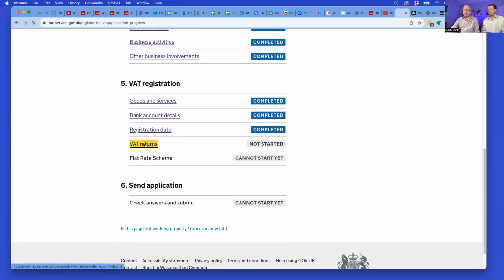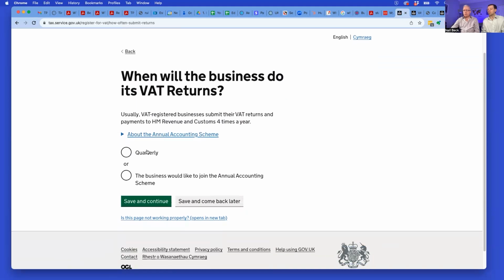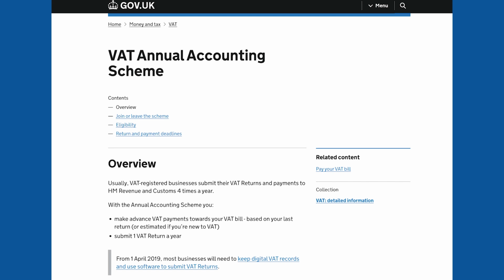So we've done the registration. So we're now going to do, when will the business do its returns? So here again, I was saying about the different things. Annual accounting is where you estimate how much VAT you're going to have every quarter. You make a payment and you fill in one VAT return a year to do a balancing up. With Making Tax Digital, you've got to put the information into Xero. You push a couple of buttons and it automatically files it all.